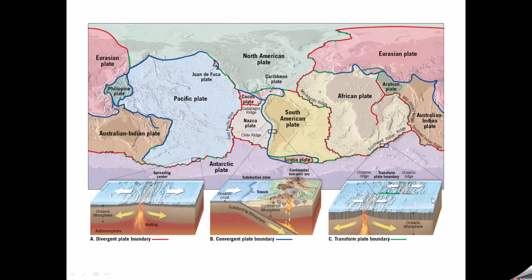Transform faults, we call them transform faults because along them, the motion changes from convergence to divergence. So they connect divergent boundaries with convergent boundaries. So these are three different ways of movement.